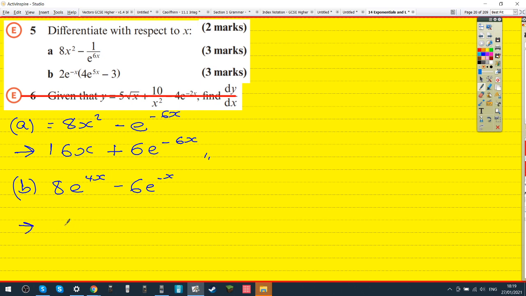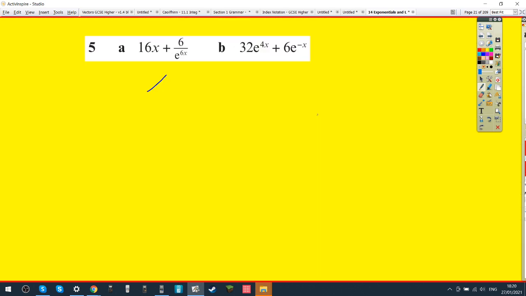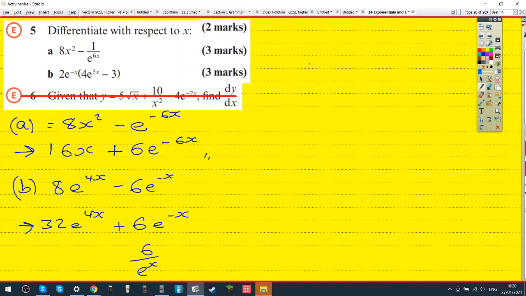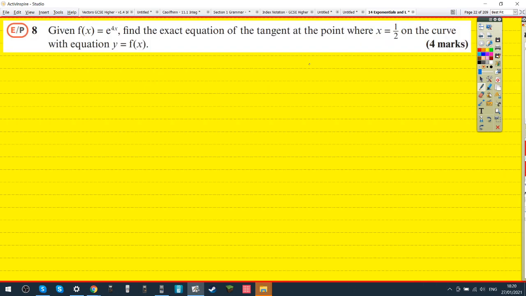And then from there on, 32e to the 4x, right? Plus 6e to the minus x. Great. And they might write that as 6 over e to the x. Should be the same thing. 32e to the 4x plus 6e to the minus x. Yeah, great. Any questions there? No. Okay, how about this one?